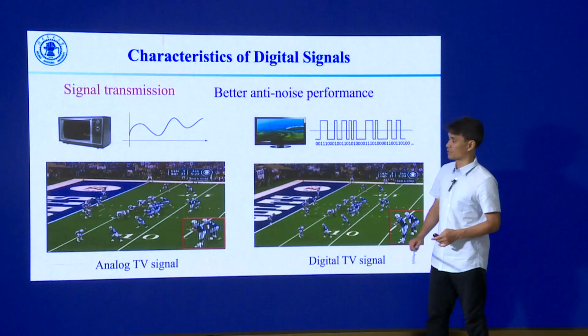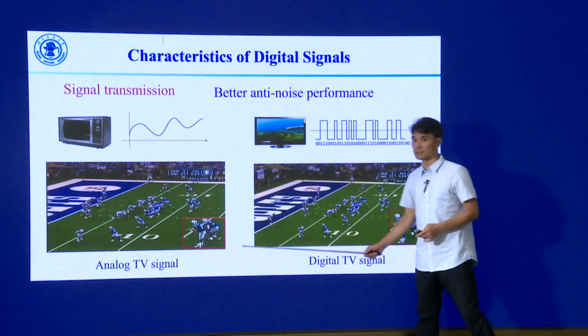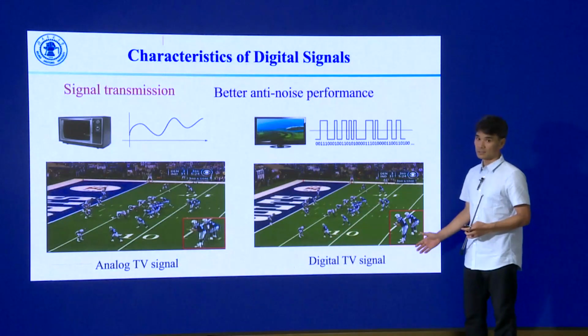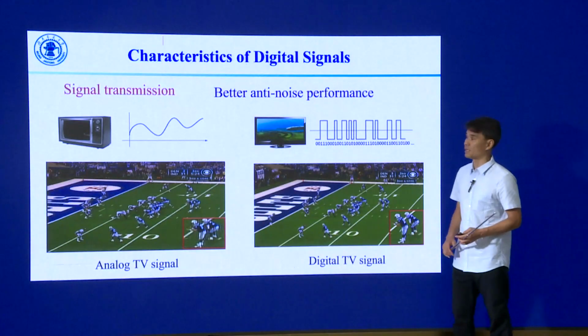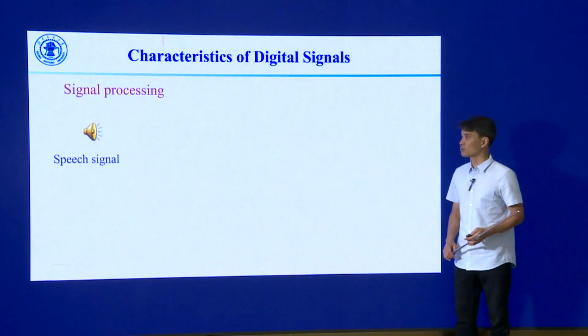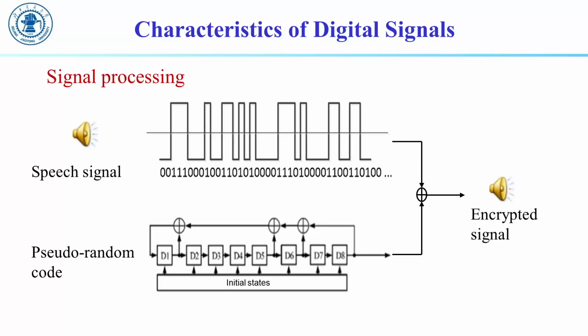This is a comparison for analog TV and digital TV. It's also apparent that the digital version is much better. For signal processing, here's one example for speech signal encryption. After digitization, the digital speech signal can be encrypted very easily. Here is the flow chart of the whole process.